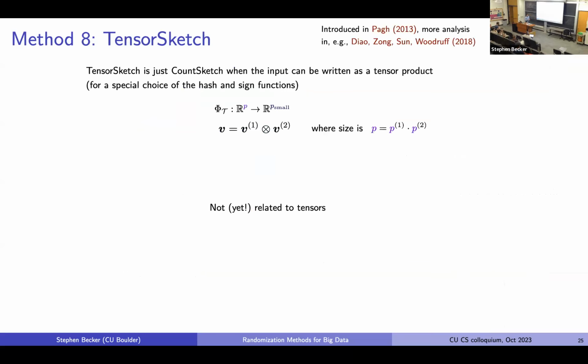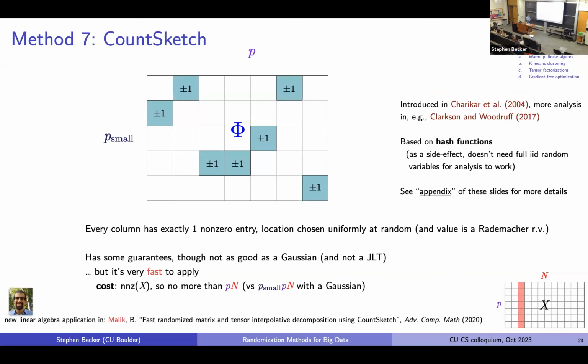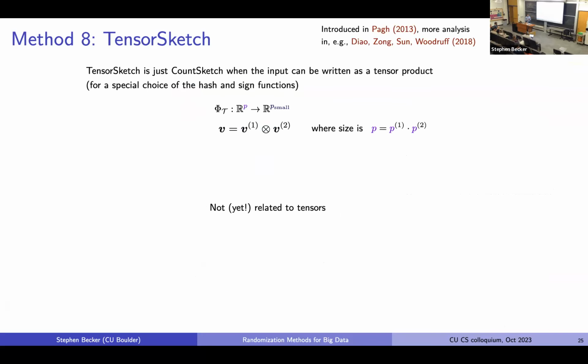Now, let's extend that a little bit. We're going to get a little fancier and talk about the tensor sketch. This is closer to the past 10 or 15 years. Tensor sketch is just a count sketch, but a very special count sketch. Previously, I choose a location for each entry in a column completely at random, uniformly at random. I'm not going to do that quite the same way. Rather, I'm going to put two small count sketches together, and the output of those will tell me where that thing is going to be, in a sense.